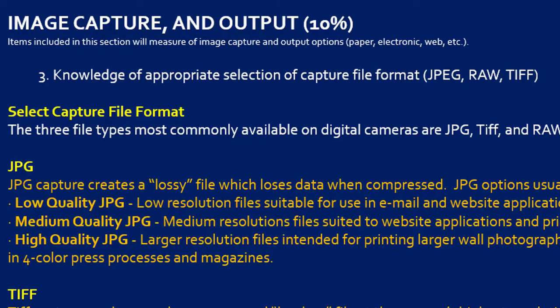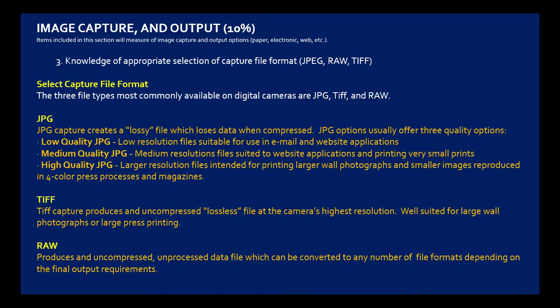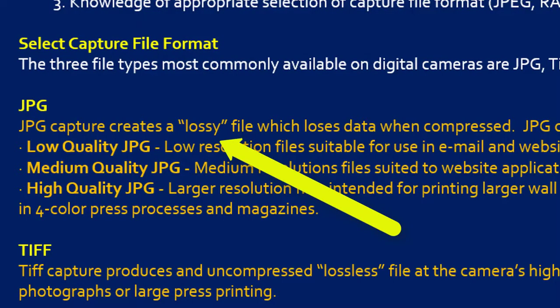Number 3 says, knowledge of appropriate selection of capture file format, including JPEG, RAW, and TIFF. Again, I think this is something of a review, but it's worth the time to review it here. Remember, a JPEG is a compressed file. In other words, your camera does the processing of that image for you, and it takes all of the data that it was capable of storing, compresses it into a much smaller file, and then throws away all of that unused data. You're getting about 25% of the capabilities that your camera offers you for file sizes when you shoot in JPEG. You're eliminating 75% of your file data, and the processing is done by the camera, not by you. So I'm not sure that JPEG is our best solution.